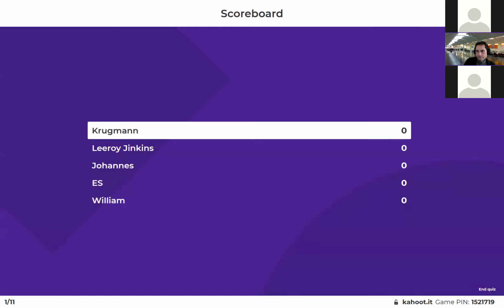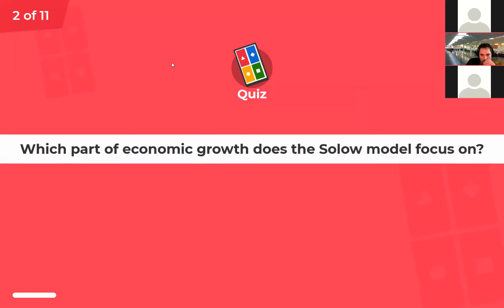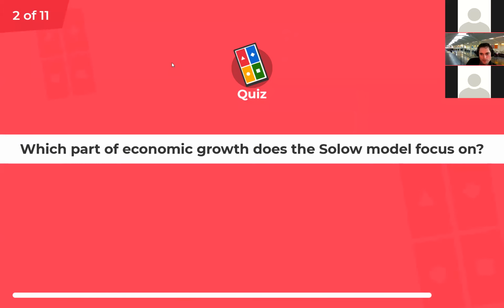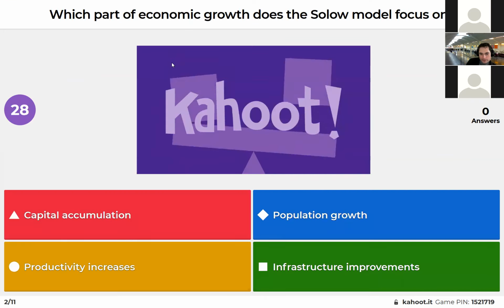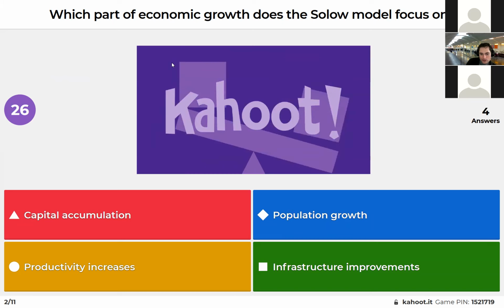Moving on. All right, which part of economic growth does the Solow model focus on? Capital accumulation, population growth, productivity increases, or infrastructure improvements?